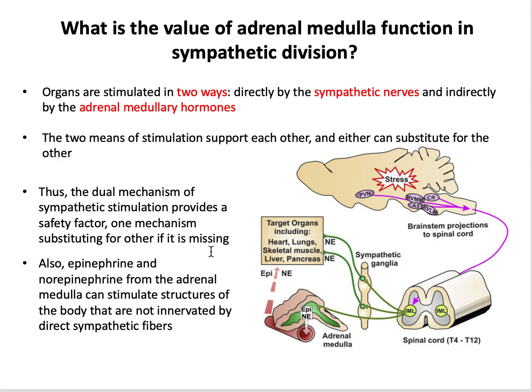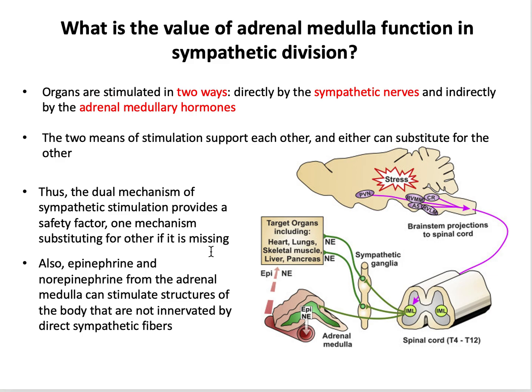Now, why have direct sympathetic stimulation as well as adrenal stimulation and release of epinephrine and norepinephrine into the blood? Why have these two systems? It allows for coordinated, synergistic effects between having direct sympathetic stimulation and adrenal gland secretion. It also allows for backup, right?